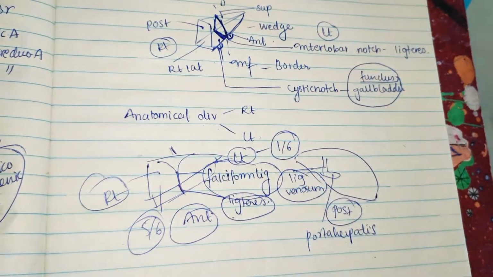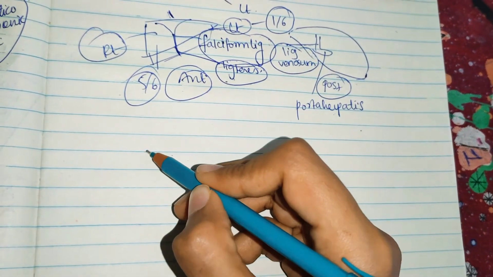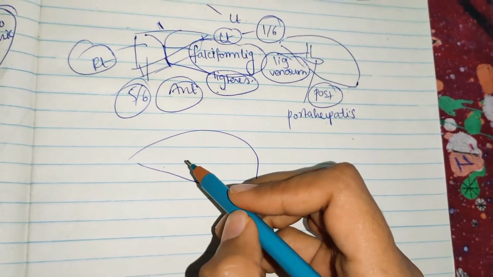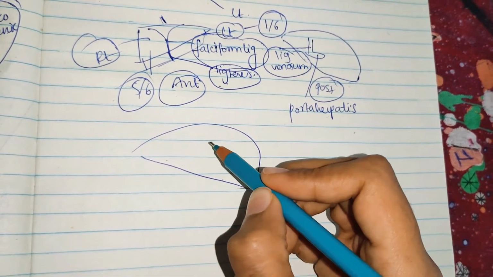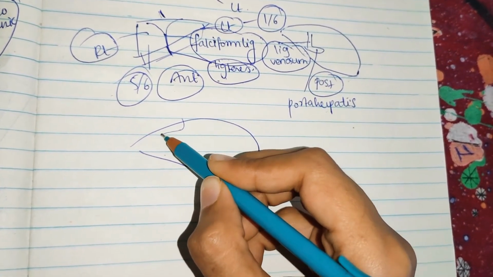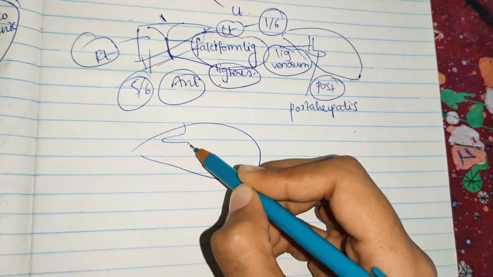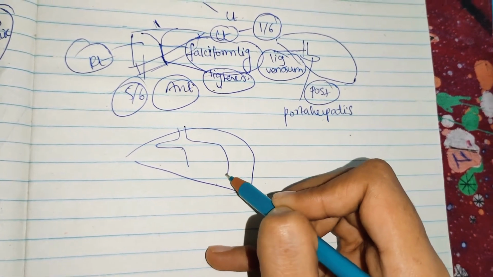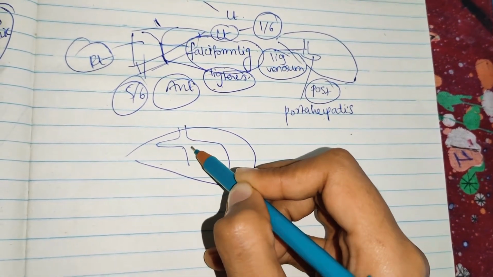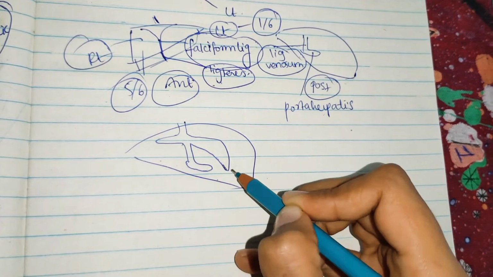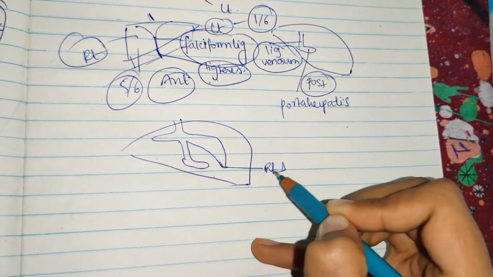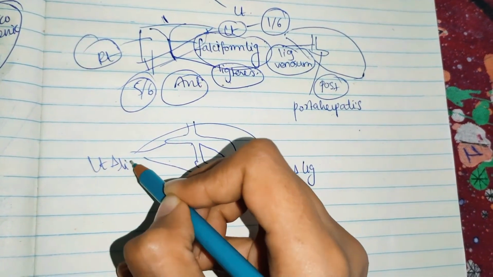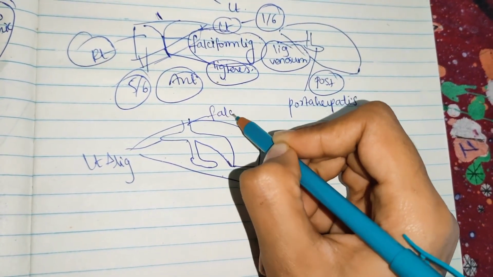Now coming to the posterior surface, let us discuss some important points related to the posterior surface. So for example, this is the posterior surface of the liver. Here you have mainly a falciform ligament which will also be present here. Okay, and this is a left triangular ligament. Okay, and this side of course you will have a right triangular ligament. So this will be the right triangular ligament. This will be the left triangular ligament. This is the falciform ligament.